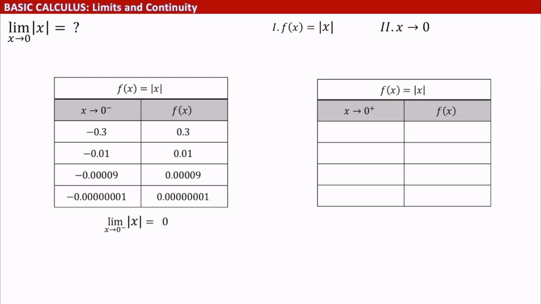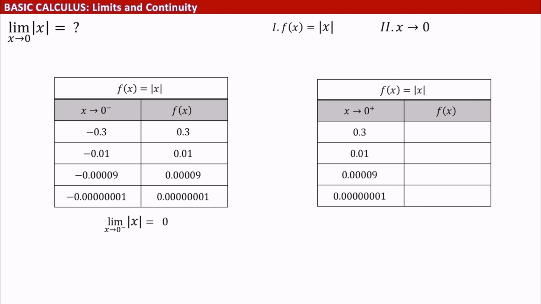Now let's have the table of values for the limit of our function as x approaches 0 from the right. Since our x approaches 0 from the right, yung mga values natin sa x column will be greater than 0. I'll start with 0.3. From here, I'll get closer and closer to 0. For the next value, I'll have 0.01, next 0.00009, and lastly, I'll have 0.00000001. Our x here approaches 0 from the right.